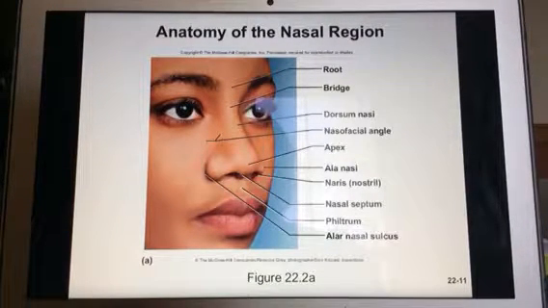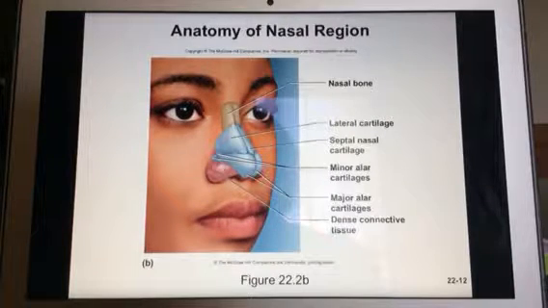So there's looking at the outside features of the nose, and that's showing you where the nasal bone is, where the cartilage is, and where our dense connective tissue is.